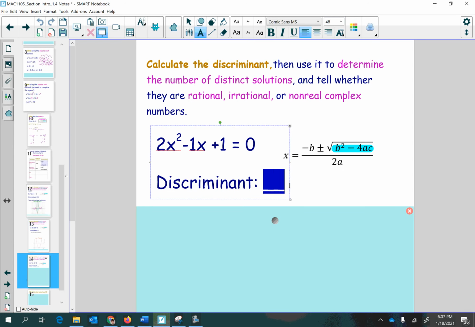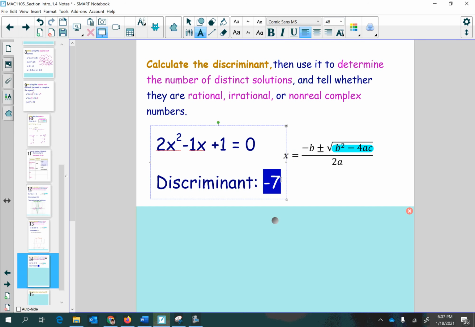Here we'll do the discriminant again. So we want b squared minus 4ac. So b squared, what is b? b is negative 1. Negative 1 times negative 1 is positive 1. Then minus 4ac. Well, what is a and what is c? A is 2, c is 1. 2 times 1 is 2. Then negative 4 times 2 is negative 8. And 1 minus 8 is negative 7.